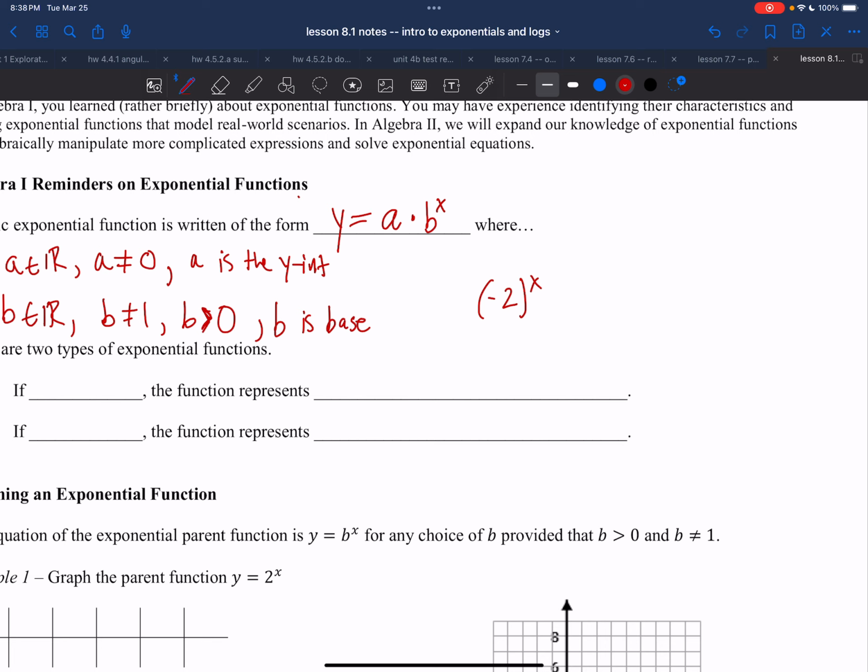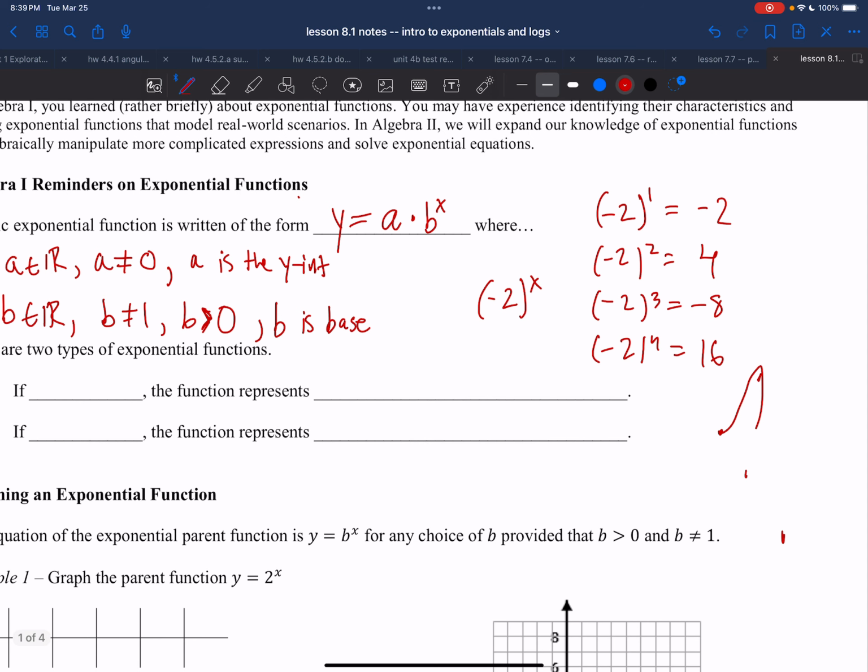What is he talking about? Well, negative 2 to the first power is negative 2. Negative 2 squared is positive 4. Negative 2 cubed is negative 8. Negative 2 to the fourth is positive 16. And so you have this flip-flop alternating nature. You're going down here, then here, then here, then here, and so forth. And it's not smoothly connected through those points.